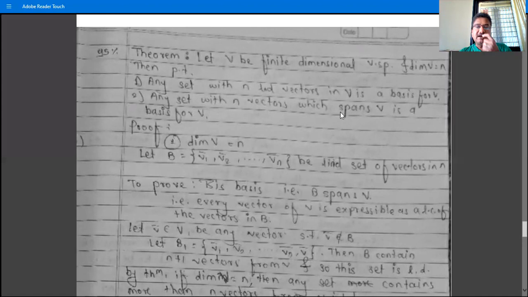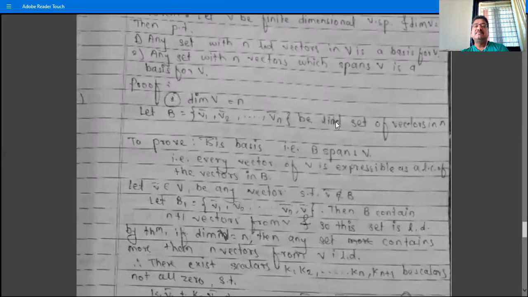That is, once we know the dimension of V is n, a set containing more than n vectors or fewer than n vectors from V is not a basis for V. And if the set contains exactly n vectors, then that set is a basis for V if it is either linearly independent or spans V. So we have to prove the theorem.